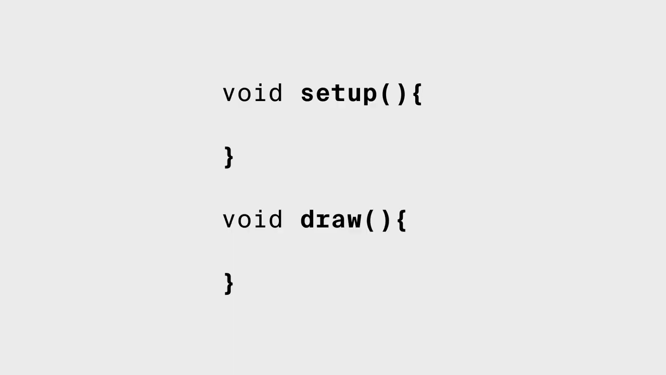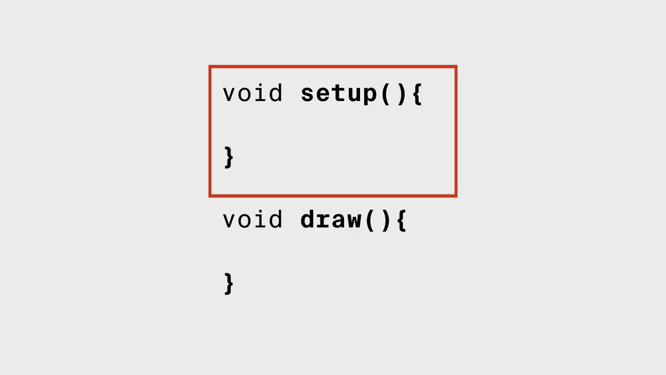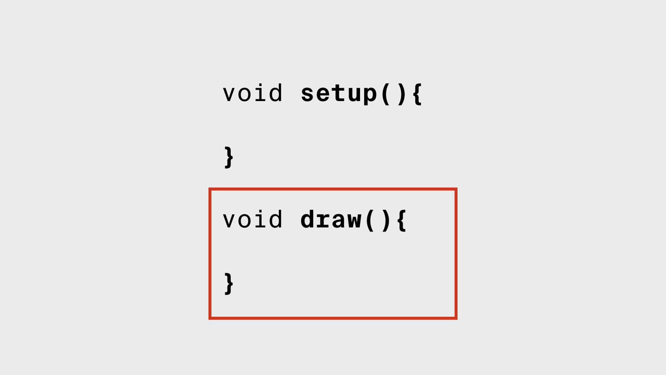In this lesson, I want to talk about the very fundamental building blocks of a Processing sketch: setup and draw. Let's look at the code of a very, very simple program. This is the setup function, and this is the draw function.